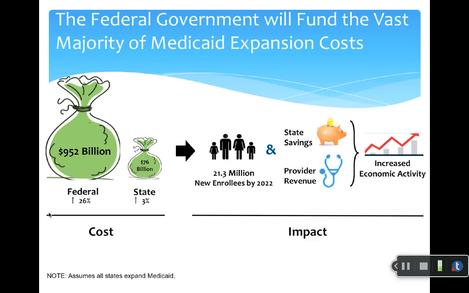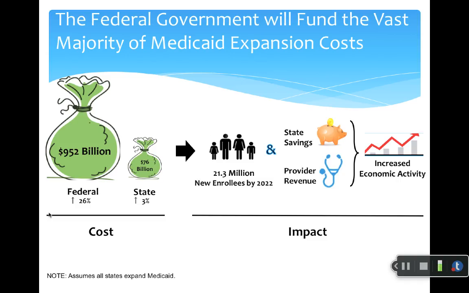Now, how does this work? As I mentioned, Medicaid is a state-administered program that is supported by federal grants and federal dollars. So the federal government created this giant pool of money that then they give to states to support their Medicaid expansion programs. And the goal here is to have 21.3 million new Medicaid enrollees by 2022.